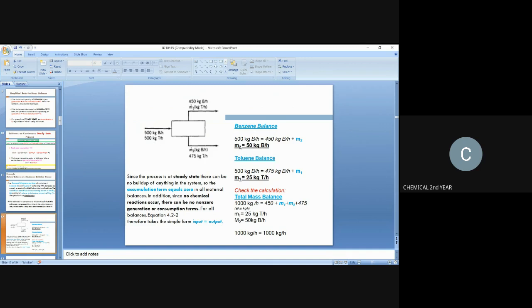Check the calculation. You have to find the total mass balance. That is 1000 kg per hour is equal to 450 plus 475 plus M1 plus M2. We have found M1 and M2 by the benzene balance and toluene balance. Based on that, we have to check whether the amount we have found is correct or not.